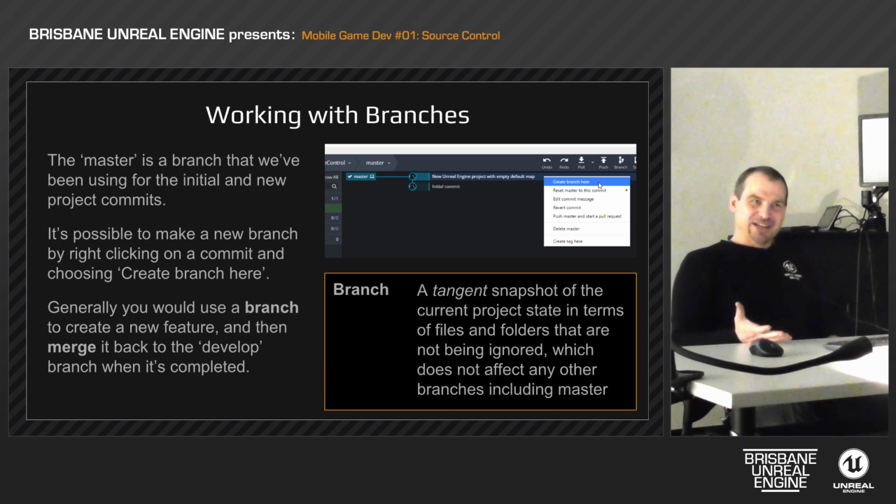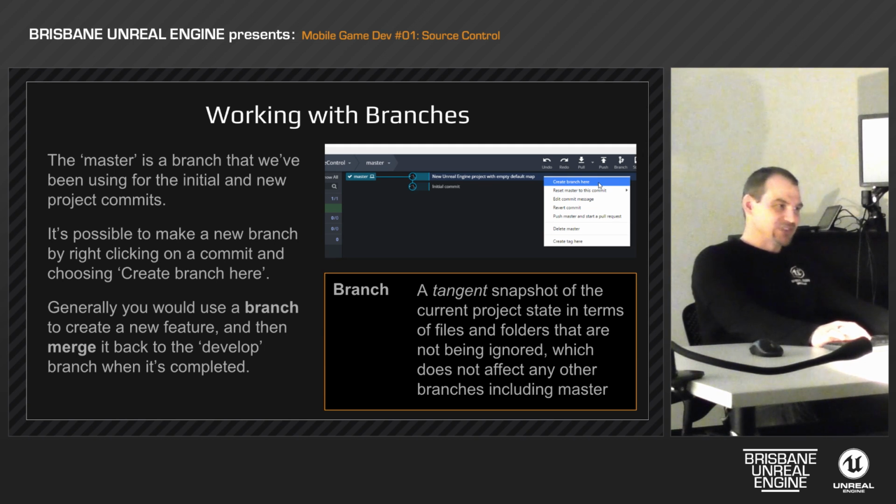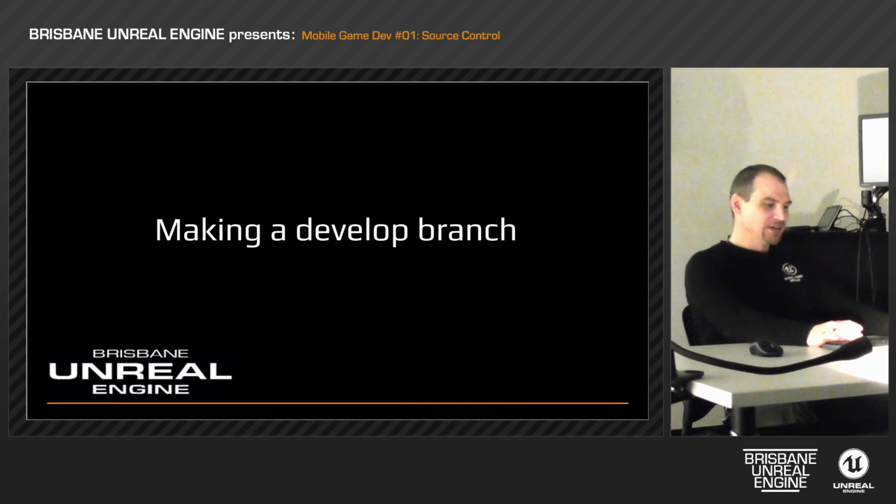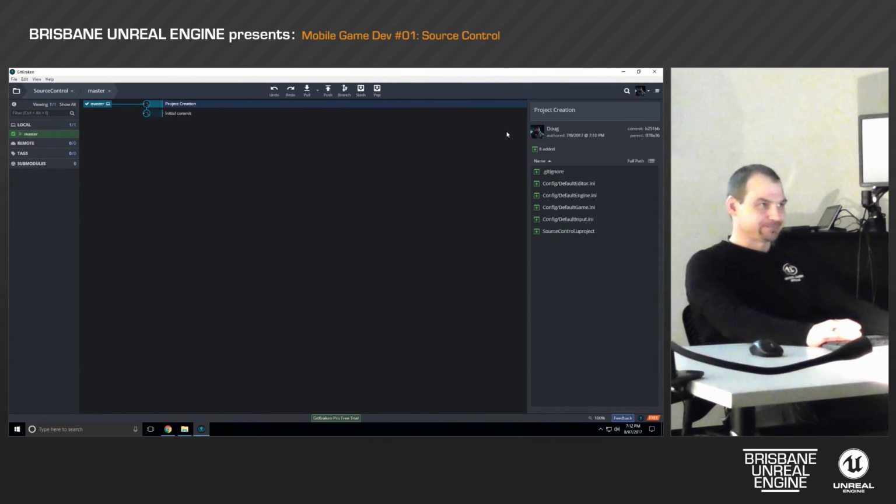We're already using a branch, it's called master, but now we're going to try and make a new branch so that we can then tangent off our changes a little bit. Generally speaking, you would push your changes to a branch called develop all the time, and then when you're ready to release something, you would then merge develop with master. But we'll get to that later. So let's make a develop branch. So again, this is reasonably simple.